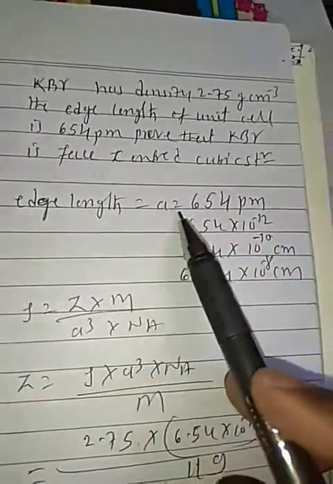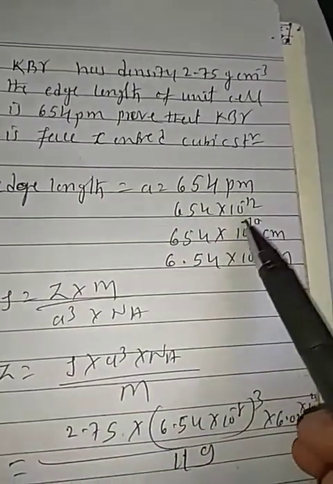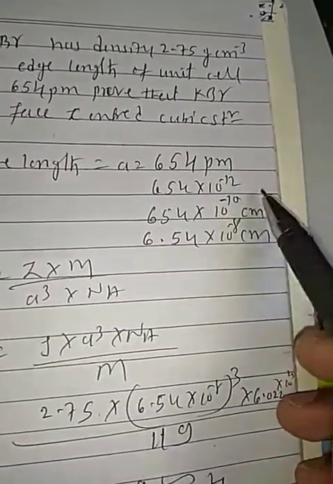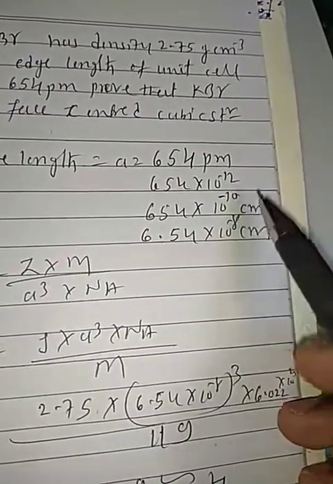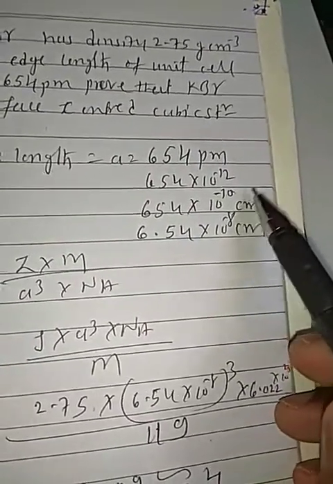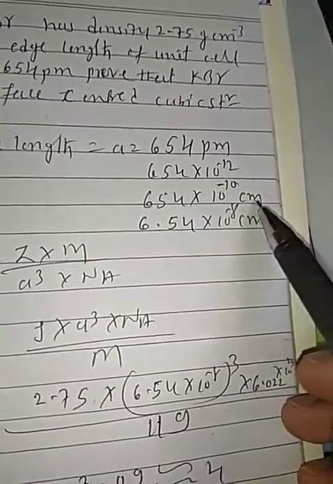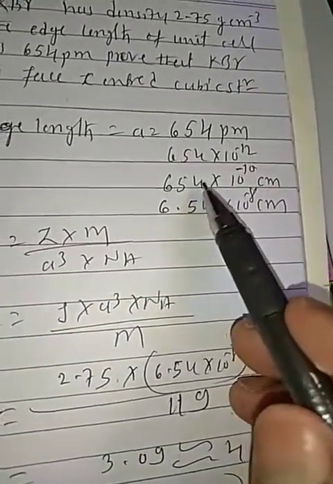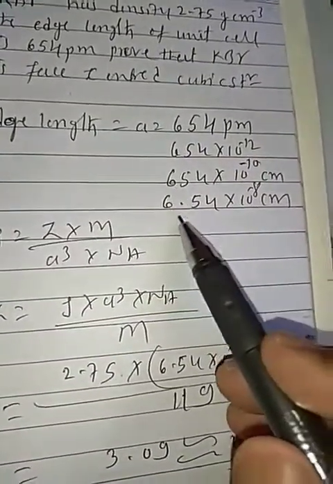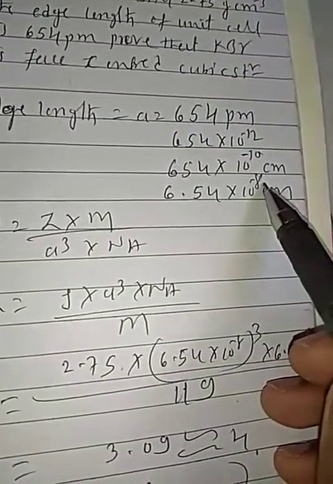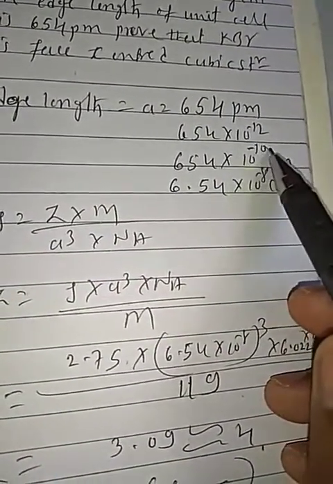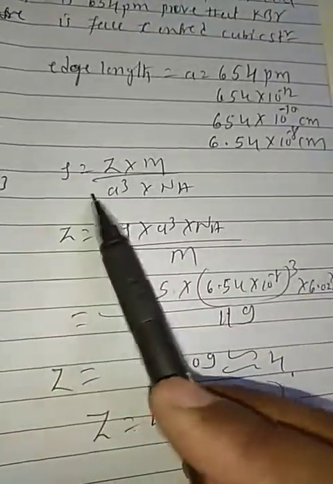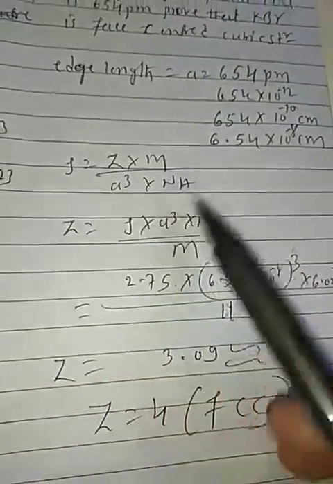Edge length a is equal to 654 picometer. Picometer means 10 to the power of minus 12. The 10 to the power of minus 12 is split into two forms: 10 to the power of minus 10 and 10 to the power of minus 2. 10 to the power of minus 2 is taken as a centimeter. Again the powers are shifted, it becomes plus 8, minus 10 plus 2, minus 8. Right, students? So density is Z M by a³.